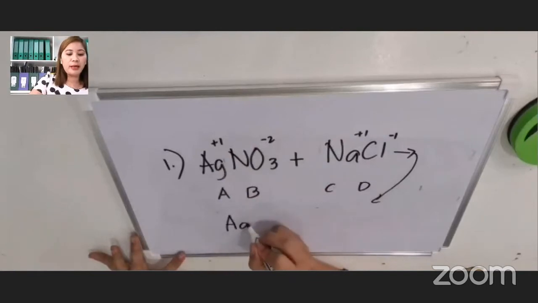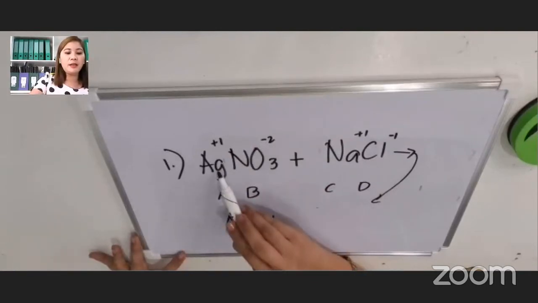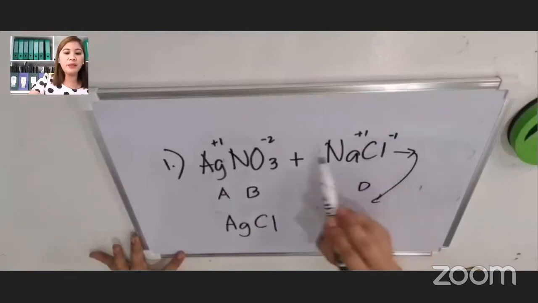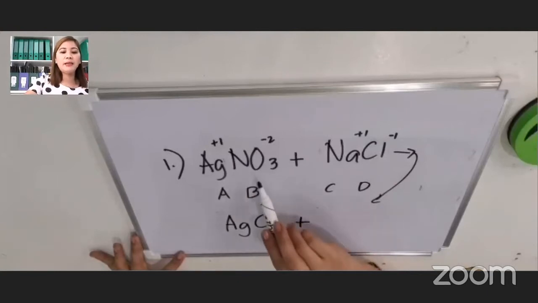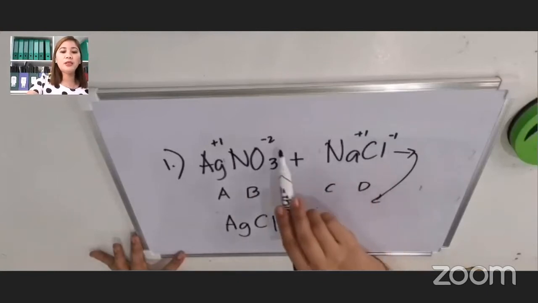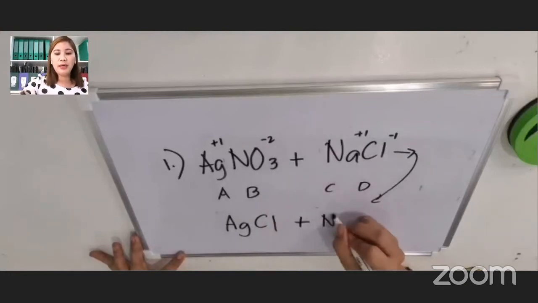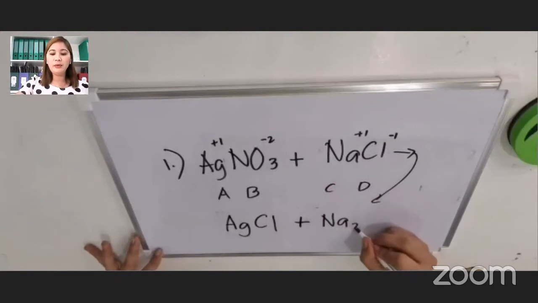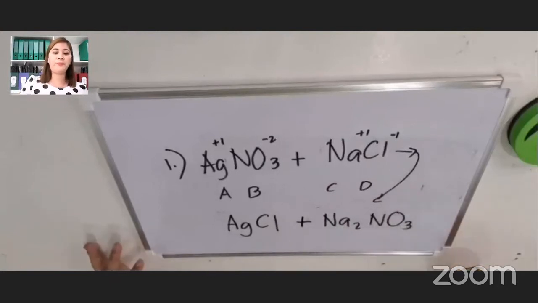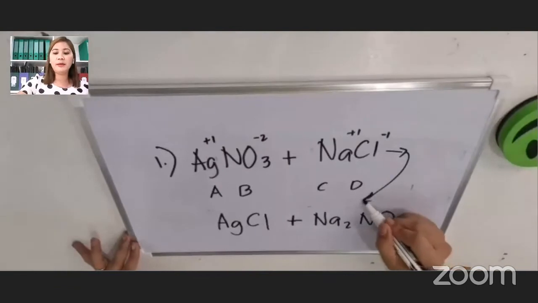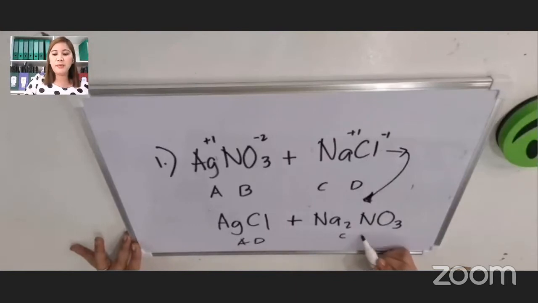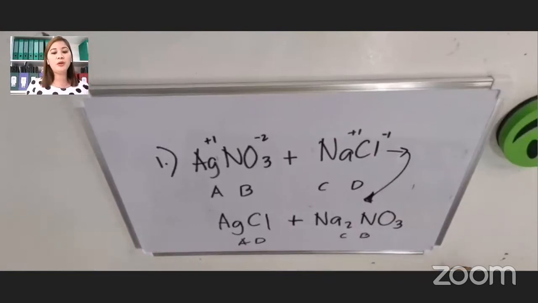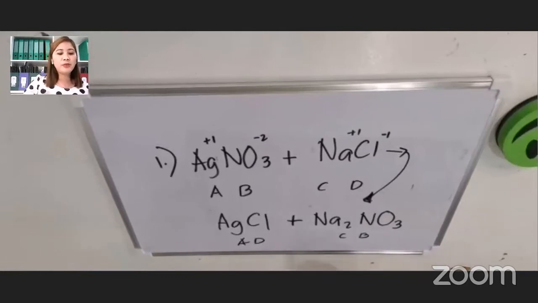Okay, so that will be silver chloride. So magiging ganito yung product, AgCl. No, silver will take the charge of chloride. Chloride will take the charge of 1. Correct. Plus nitrate will take the charge of 1. Sodium will take the charge of 1. So magiging NaNO3. So ito yung product, no? So this is AD and this is CB. Correct? Now let's try to look whether our equation now is balanced. So si silver dito 1, 1. Chloride here 1, 1.